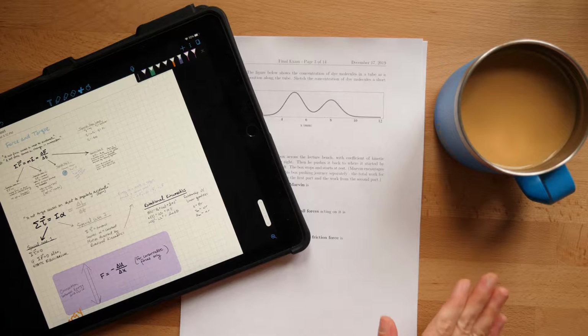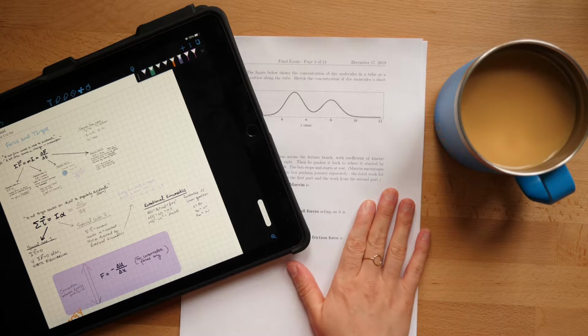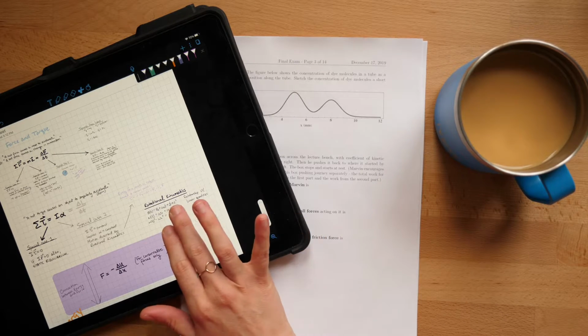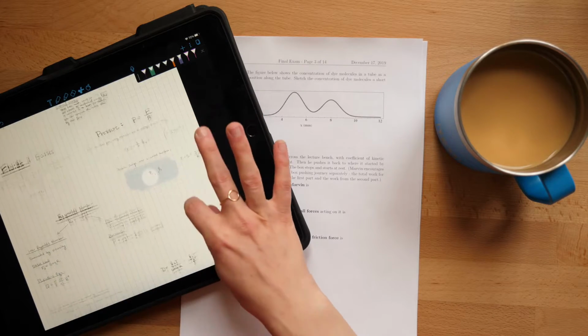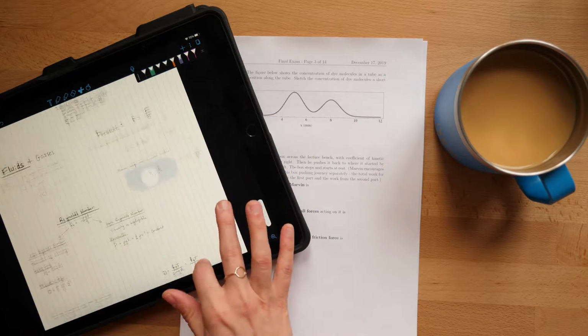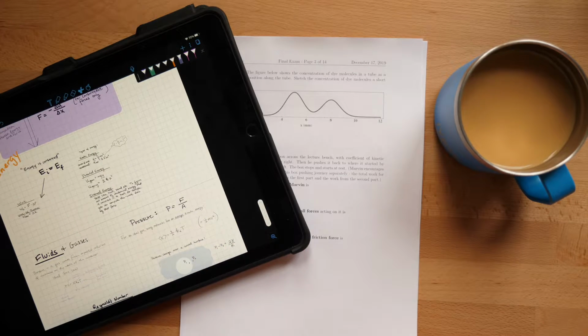Alright, so I have my T, I have practice exam A, and I have my equation sheet, which I'll share with you guys. It's only 2 pages long. So let's get started.